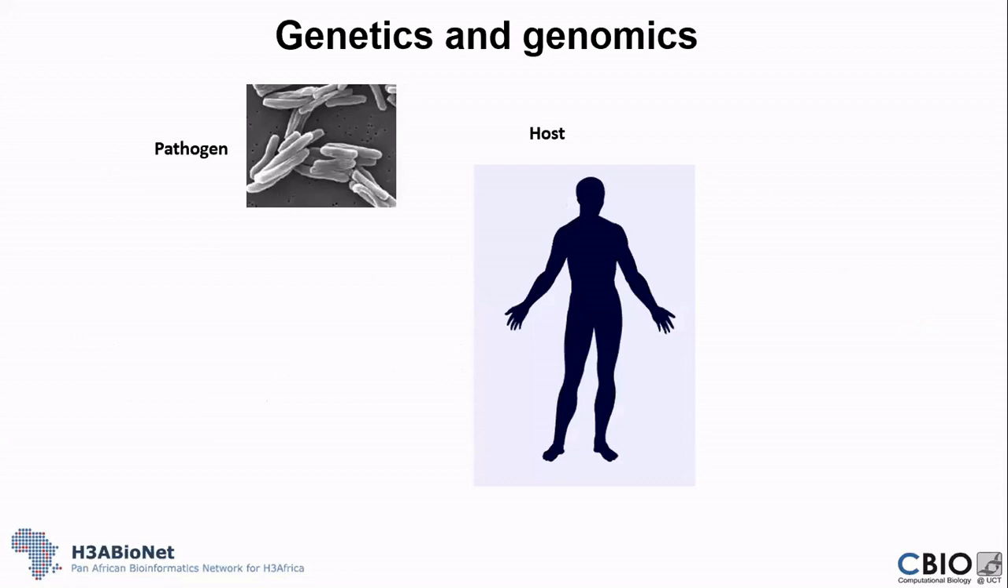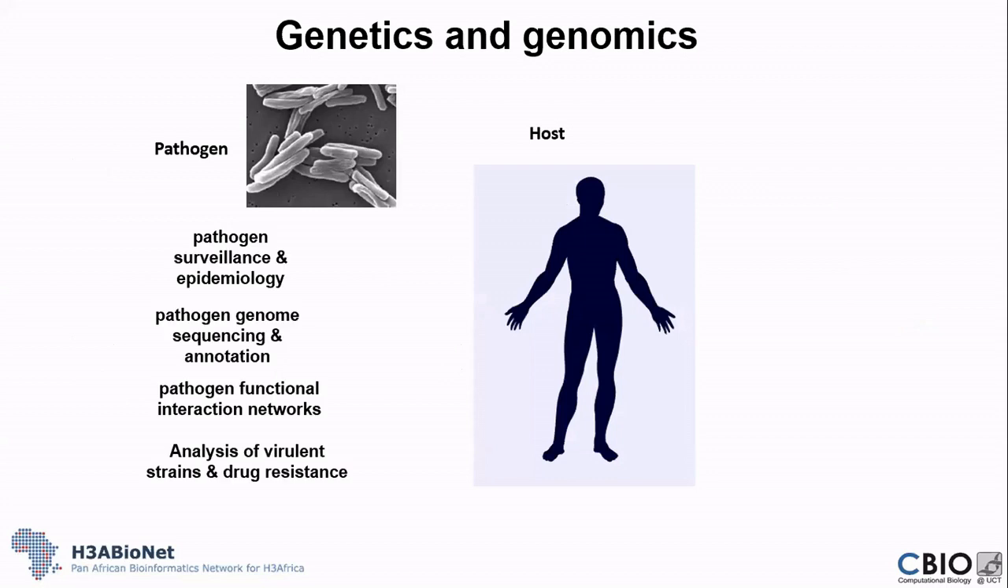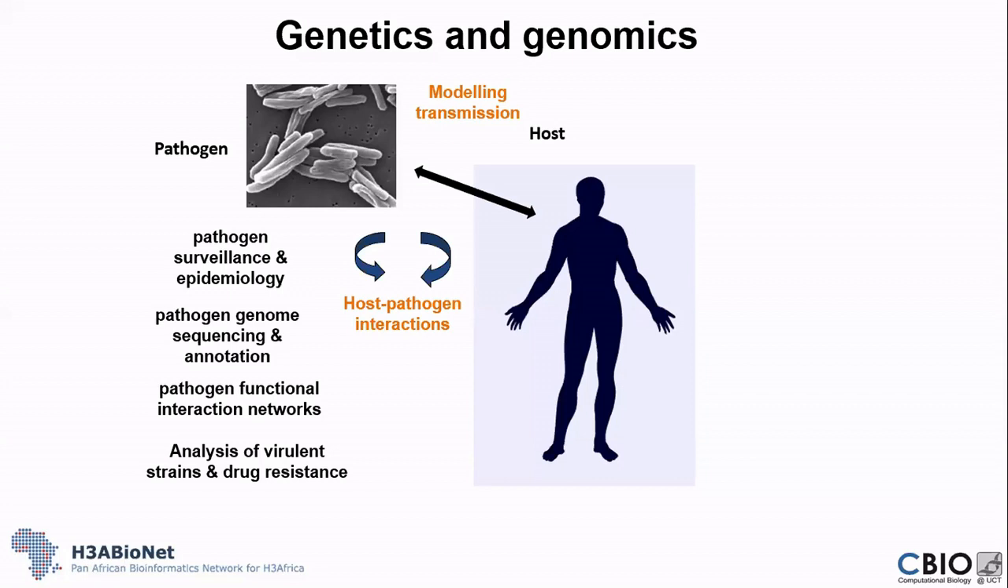So if we're studying human health, talking particularly from a genetics and genomics perspective, we have the pathogen, in this case Mycobacterium tuberculosis, TB, and we have our host. From the pathogen side, we can use bioinformatics to look at pathogen surveillance and epidemiology, sequence the genome to look at drug resistance mutations, which changes are causing something to be more virulent, so causing worse disease. And then we can model the transmission. Obviously for COVID, they're doing a lot of modeling of transmission.